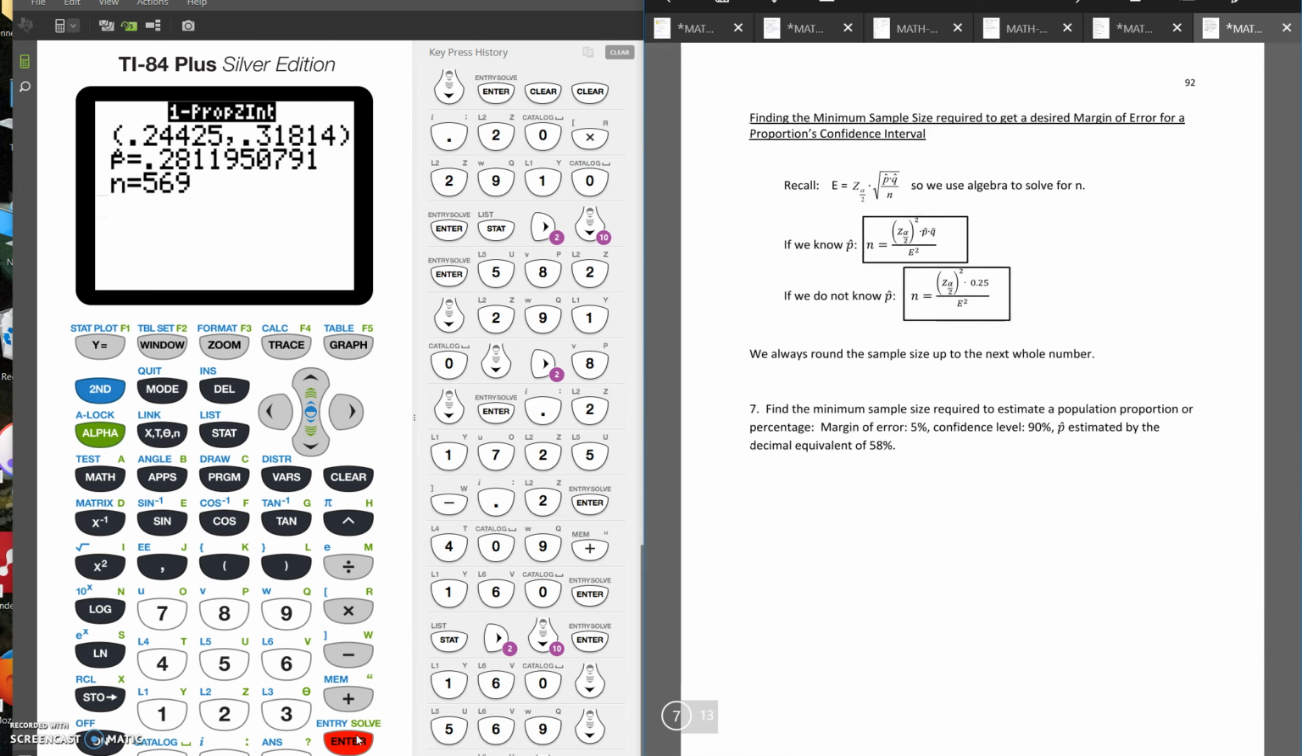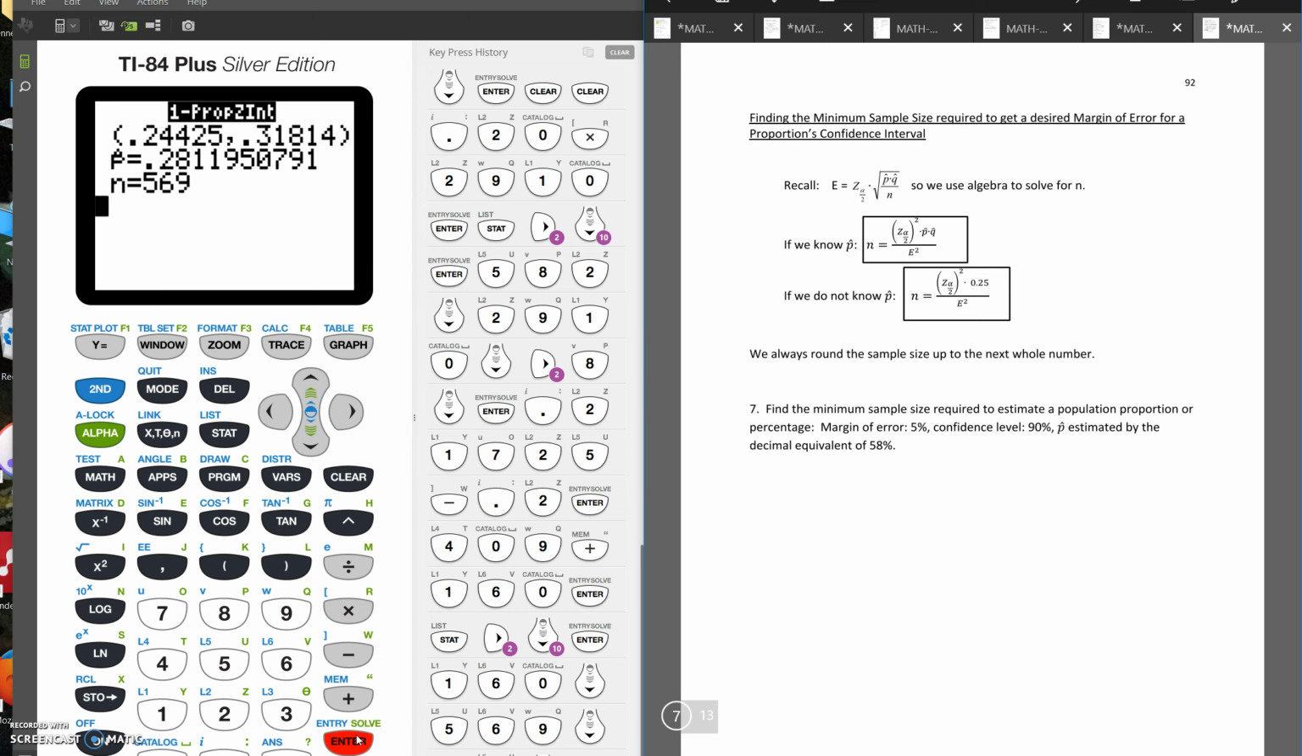Okay, now sometimes we want to know how many people we would have to survey or sample to get a desired margin of error. So we can actually take that formula for E and solve it for N. So that's what's been done here. If we know P hat, if we know about what the proportion is, or we have an estimate, we have a formula, and these formulas are on your formula sheet. If we don't use P hat, we just estimate it to be 0.5. Q hat would also be 0.5. So P hat times Q hat would be 0.25, and that's what the second formula is.